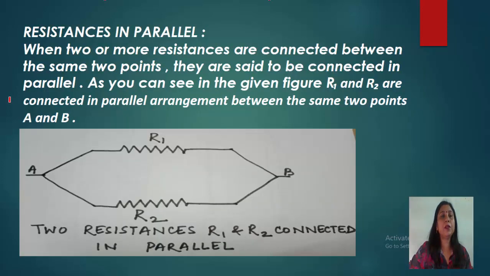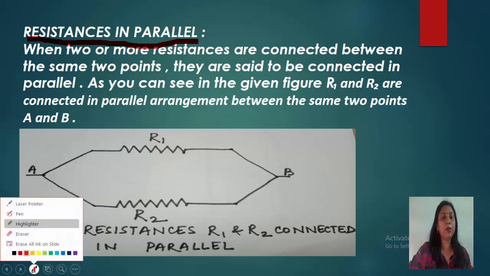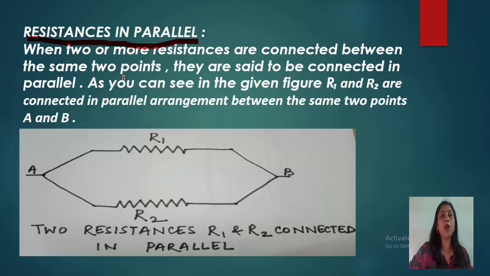Now coming to resistances in parallel. What are resistances in parallel? When two or more resistances are connected between the same two points. As you can see in this figure, there are two points A and B, and the two resistances R1 and R2 are connected between the same two points. Then we say they are connected in parallel.